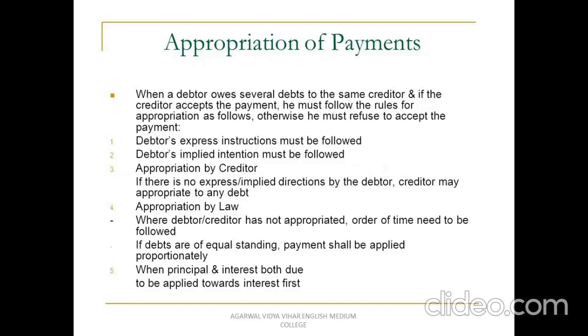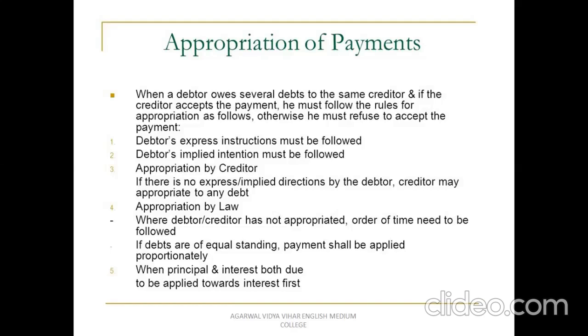Second, the debtor's implied intention must be followed. Suppose two loan accounts are there. The debt in the first loan account is 20,000. The debt which is due in the second loan account is 30,000. And the debtor has given a check of 20,000. So it is an implied intention that the debtor wants to settle loan account number 1 first. Why? Because it is implied that 20,000 is due in loan number 1 and 30,000 is due in loan number 2, and the check is given of 20,000. So we can say this type of implied intention is there.